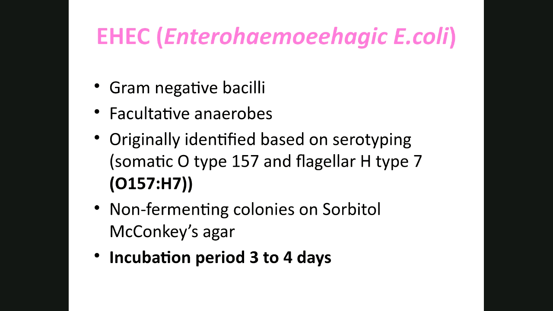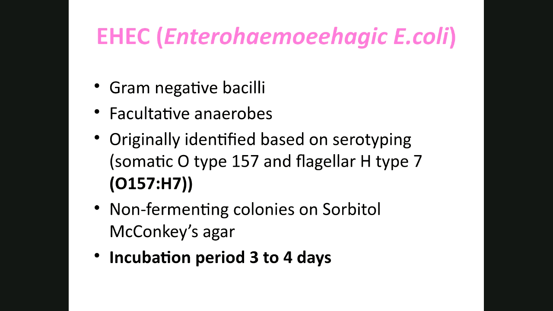Now, the first one is enterohemorrhagic E. coli. This is a gram-negative bacillus, facultative anaerobe. This is the characteristic which is common to the other E. coli also. And actually, these are different strains of E. coli. So, Escherichia coli has 4 or 5 strains which produce intestinal infections.